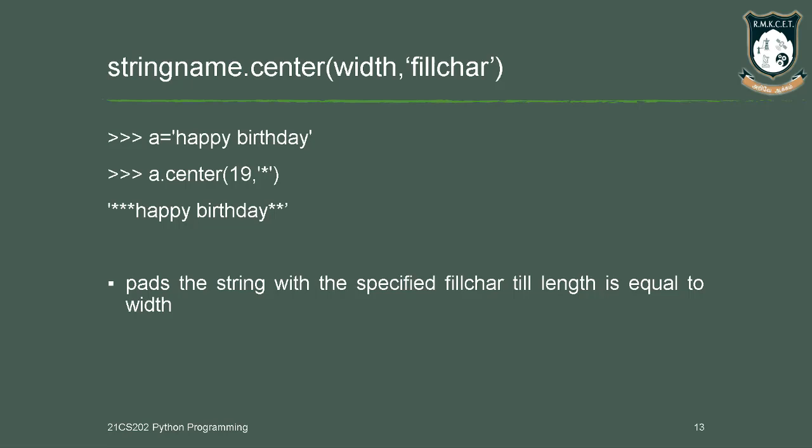Here we are specifying 19 characters. The newly created string should contain 19 characters. Within those 19 characters, the happy birthday string will be placed at the center, and at the front and at the back, the characters will be replaced by the star.